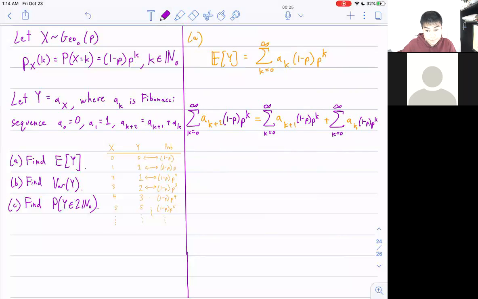Right? So how does this help us? Well, analyzing this term right here, this is exactly the expected value of y. So I can just write this here.